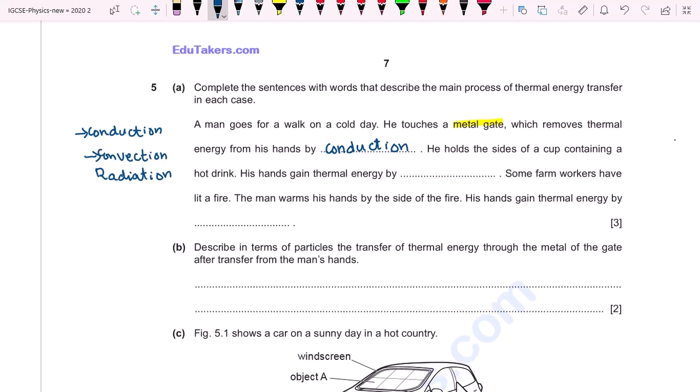He holds the side of a cup containing the hot liquid. His hand gains thermal energy by. Now, you can see from here that the person holds the side of a cup, and the cup contains the liquid, that is hot drink. So due to the liquid, here energy is transferred, and the process that is involved is convection.